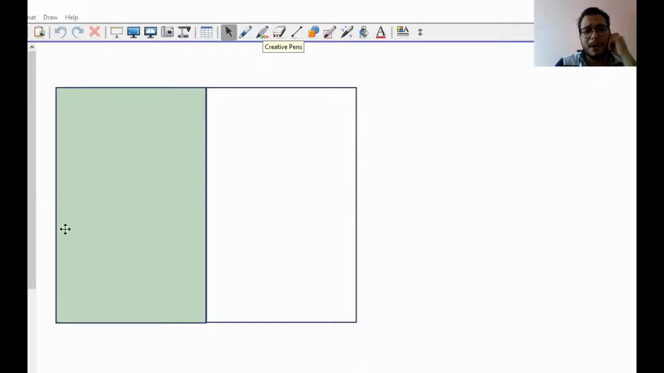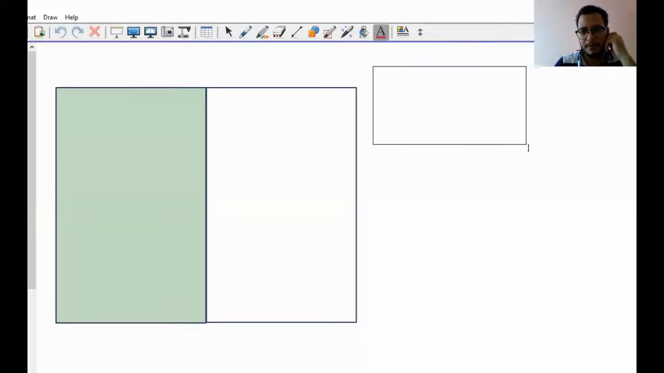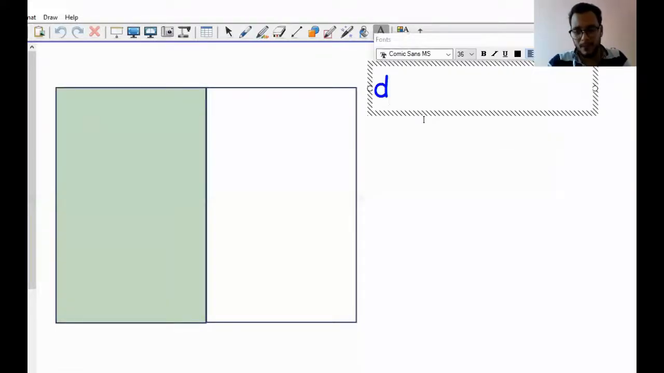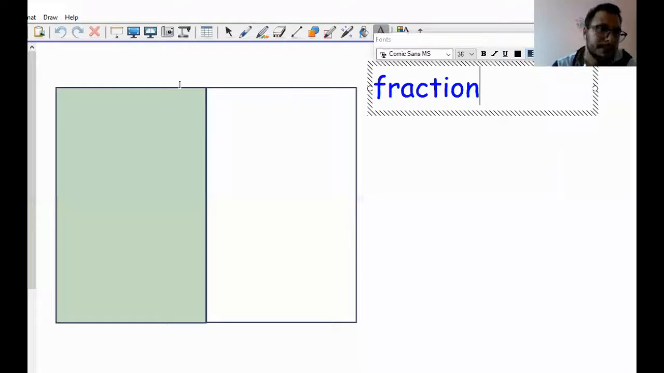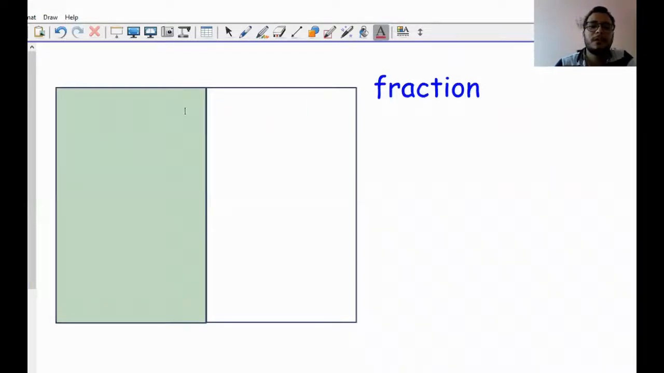The colored part is called a fraction. I will write fraction. I'm sure you know this word. So this is called the fraction. The colored part is called the fraction because it is a part of a whole.